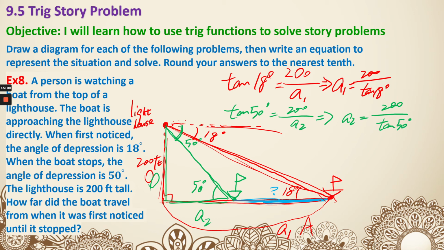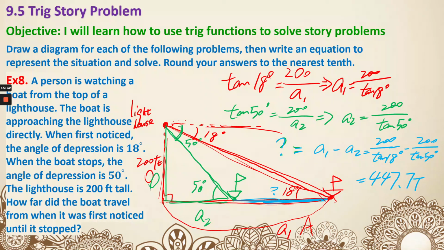And of course, what I'm trying to find, the question mark, is A1 minus A2. So the question mark is A1 minus A2, which is 200 over tangent 18 degrees minus 200 over tangent 50 degrees. After solving, that's going to give 147.7 feet. And that's how far the boat actually traveled after it's first noticed.